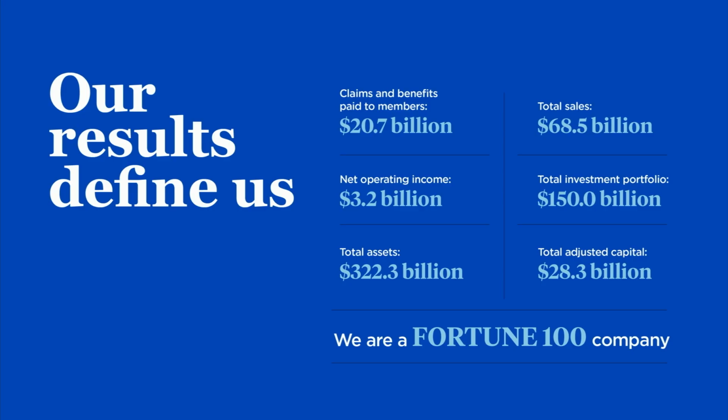This is the slide about Nationwide. We are a protection company. We like to keep our promises to our insureds, our members, and you can see 20.7 billion paid out in claims and paid to members. That's really us keeping our promises. And you can see that we are a Fortune 100 company.